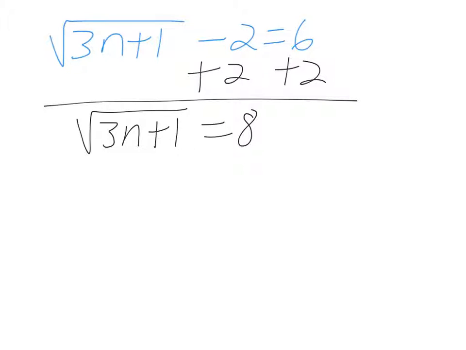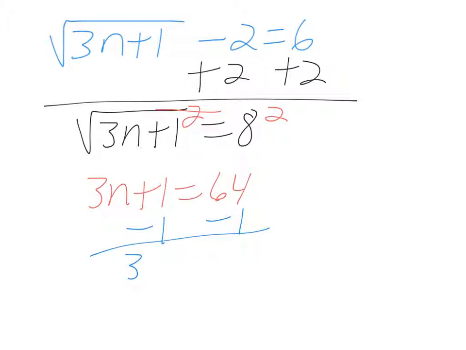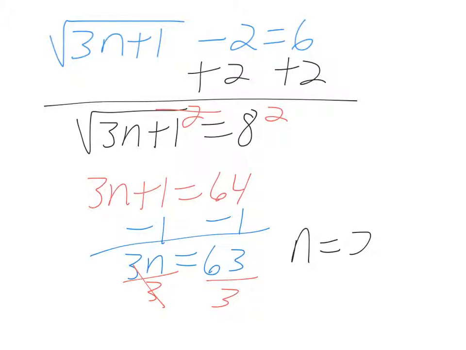And now I can find out what the n is by squaring both sides. You cancel out the square root. So then I have 3n plus 1 equals 64. And then I minus 1. So 3n equals 63. Divide by 3. So n equals 21.